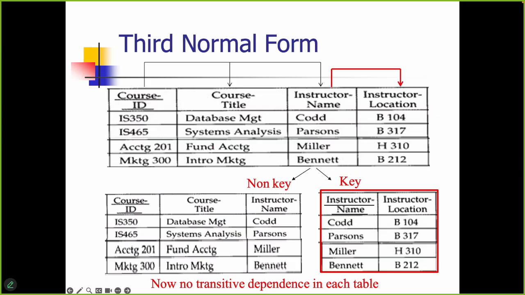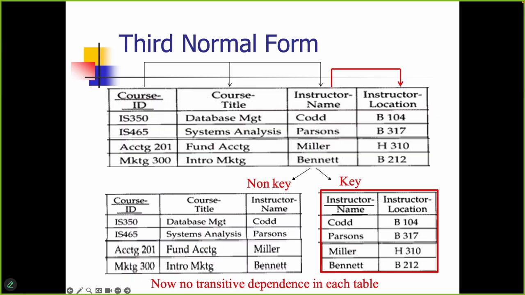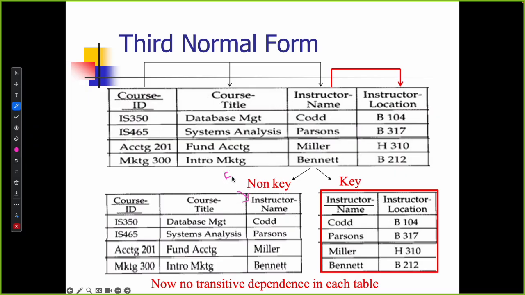And so I think this is clear why we also put instructor name here, right? We always add the foreign key to the many side of the relationship. So again, I have this now. So this is your foreign key, right? Instructor name.